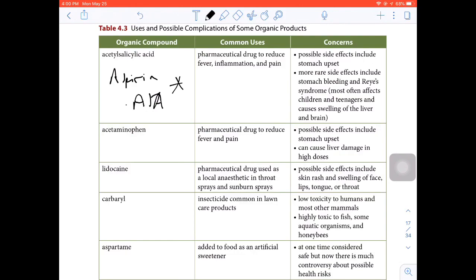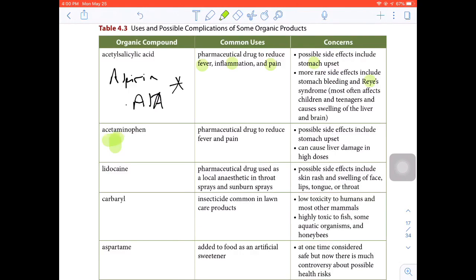And there are also some possible side effects from aspirin. So ultimately, we use it for getting rid of fever, for inflammation and pain. It can cause stomach upset, and it can actually be associated with a bleeding disorder. With a syndrome called Reye's syndrome, which basically can affect the liver and brain of children and teenagers. I've never seen anybody with that syndrome, but I read about it in a lot of books, and I'm sure it's probably not that uncommon.